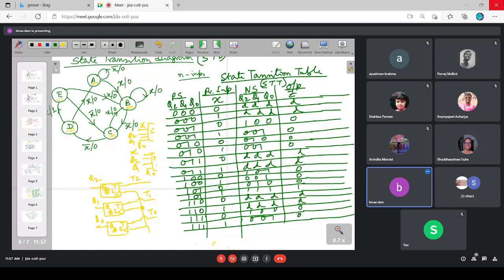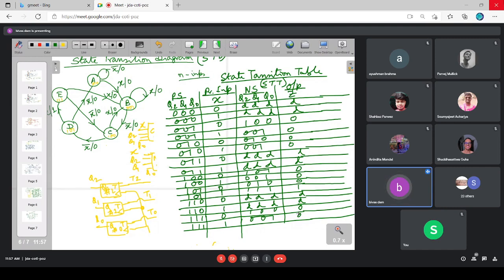What were the outputs of the next state combination logic block? T2, T1, T0. Where are T2, T1, T0 here? Are they there? No, sir. The next state is the output of the memory block, whereas the next state combination logic block is generating the inputs of the memory block.